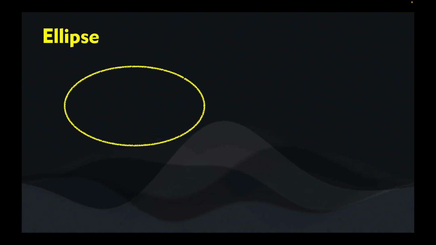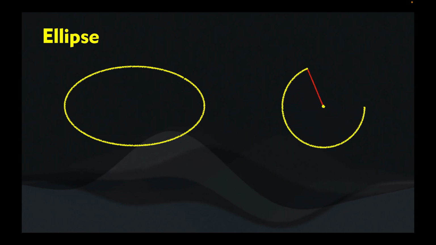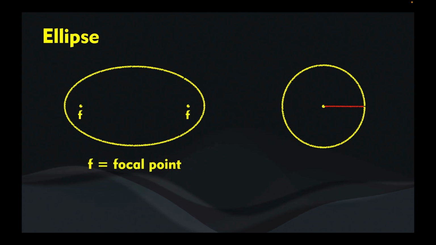And an ellipse is basically an oval, similar to a circle, but with some differences. So a circle is all of the points that are the same distance from a center point, and we call that distance the radius. And in an ellipse, we basically have two centers. We don't call them centers, though. We call them focal points. And when we make an ellipse, the ellipse is all of the points where the total distance from the two focal points stays the same.